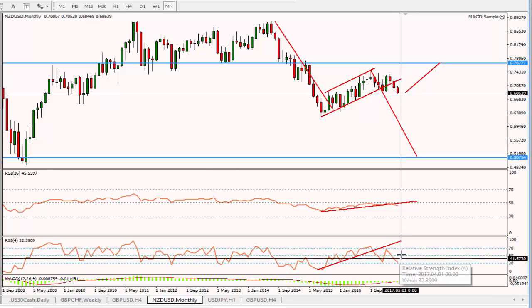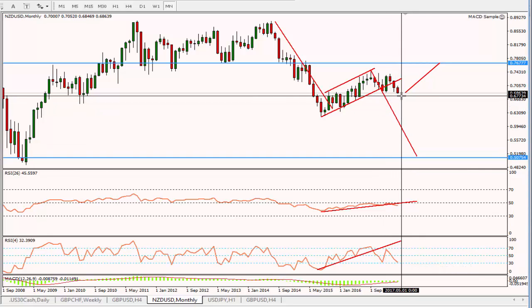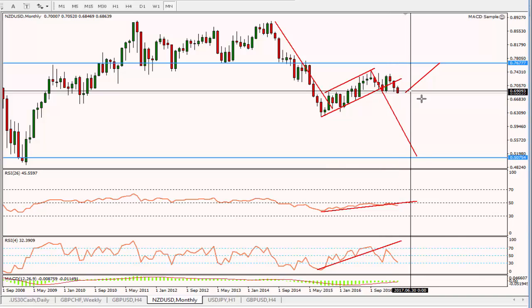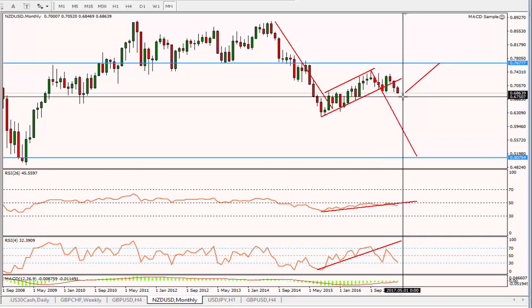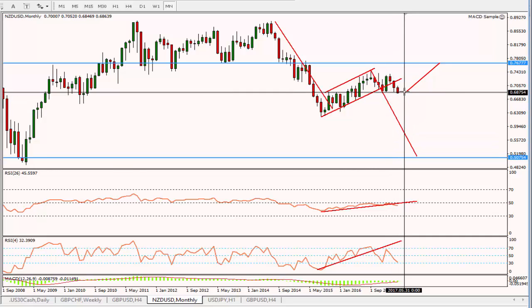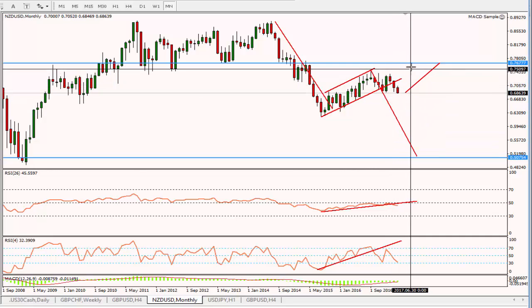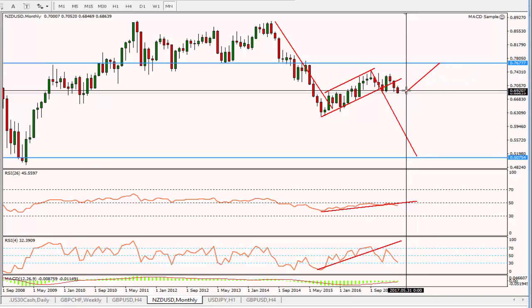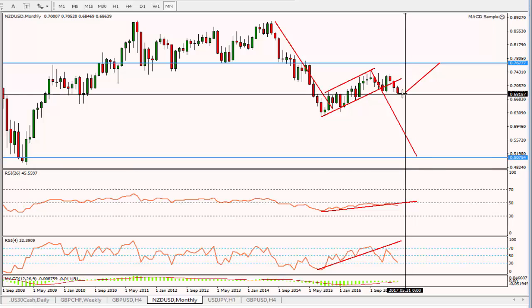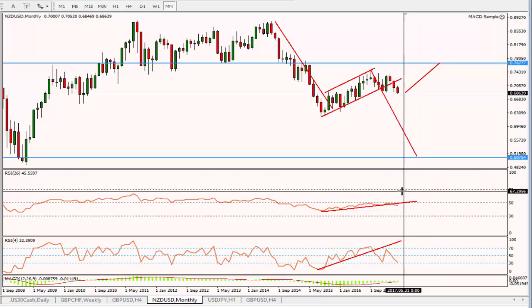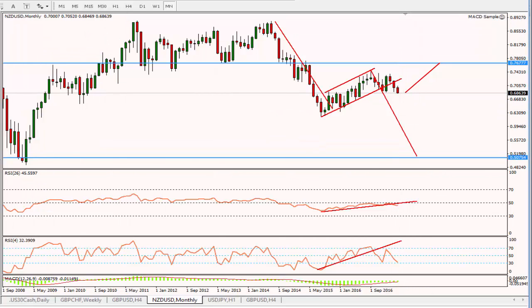So I am looking to sell the New Zealand versus the US dollar for this month. I will not be looking to buy. So it doesn't matter if it turns around and goes up because of maybe some economic news or whatever. I will only be looking to sell this pair for this month.